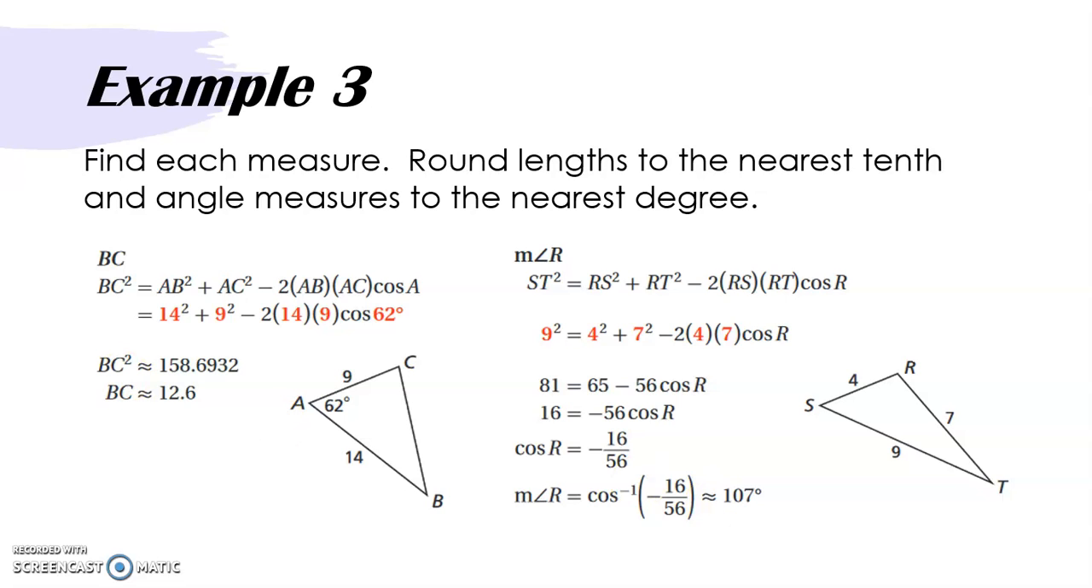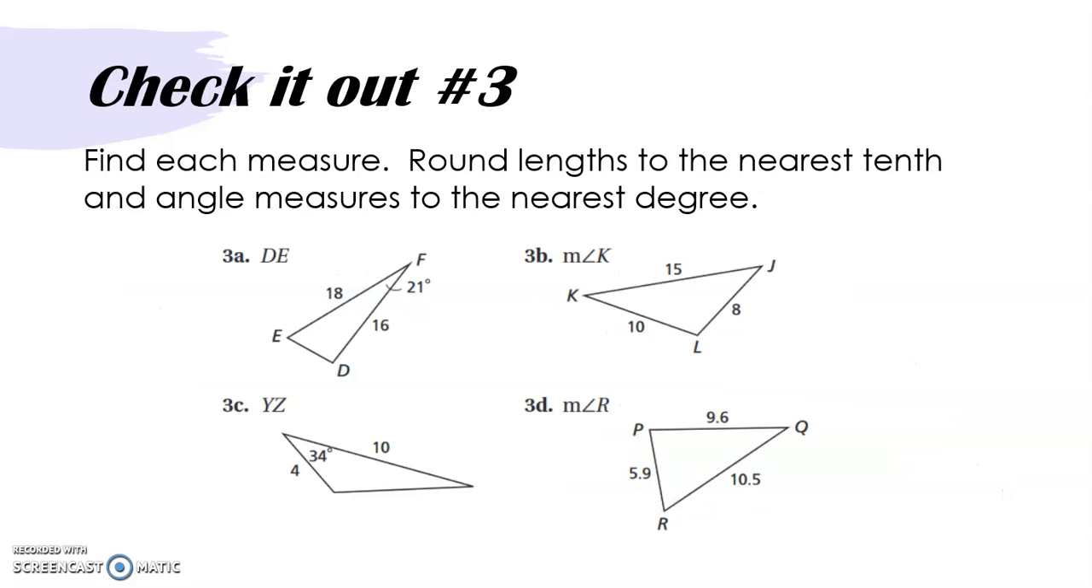So you have a check it out question coming up next. This is the last one we're going to do in this lesson. Check it out number 3 wants you to use the law of cosines to find each measure in these triangles, round the lengths to the nearest tenth and the angle measures to the nearest degree. Now again, it's very important that you show all your work with this because it's so easy to make a calculation error or accidentally do the order of operations wrong. So please show all your work.